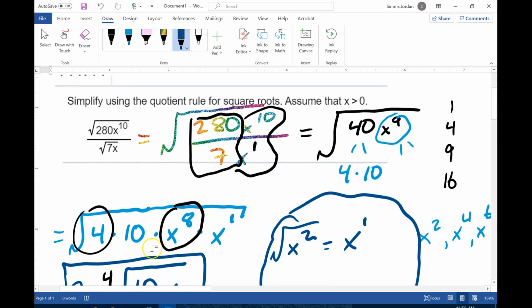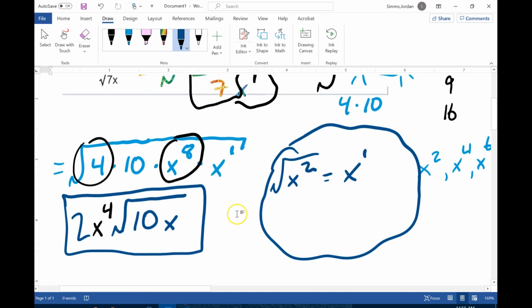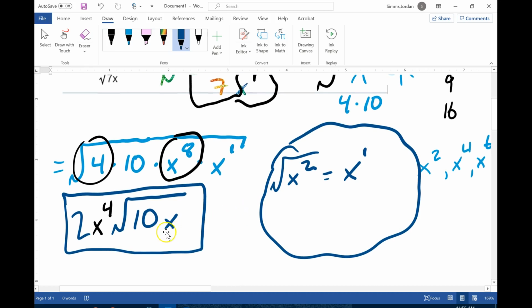Now again, we could pick values for x and we could blast this into a calculator, but it will never even be remotely close to what the actual answer is. That's why we leave it in this reduced radical form right here.